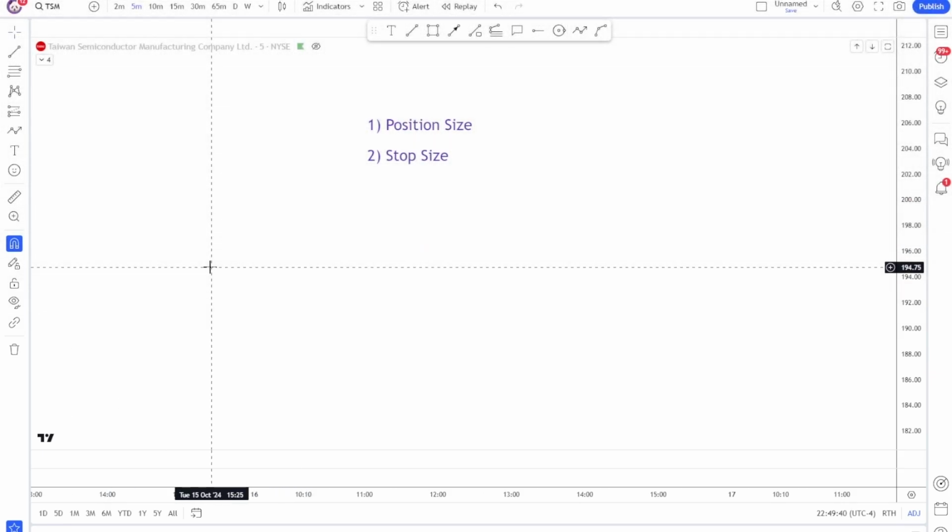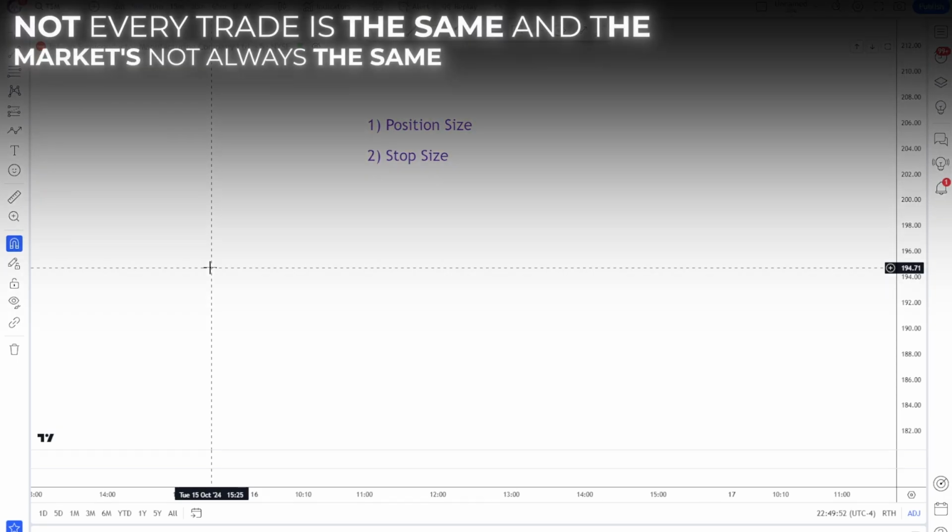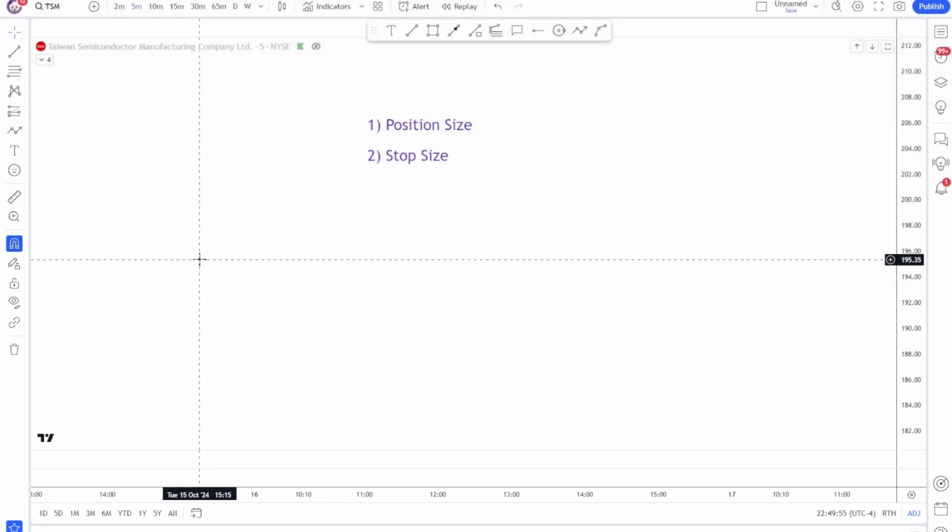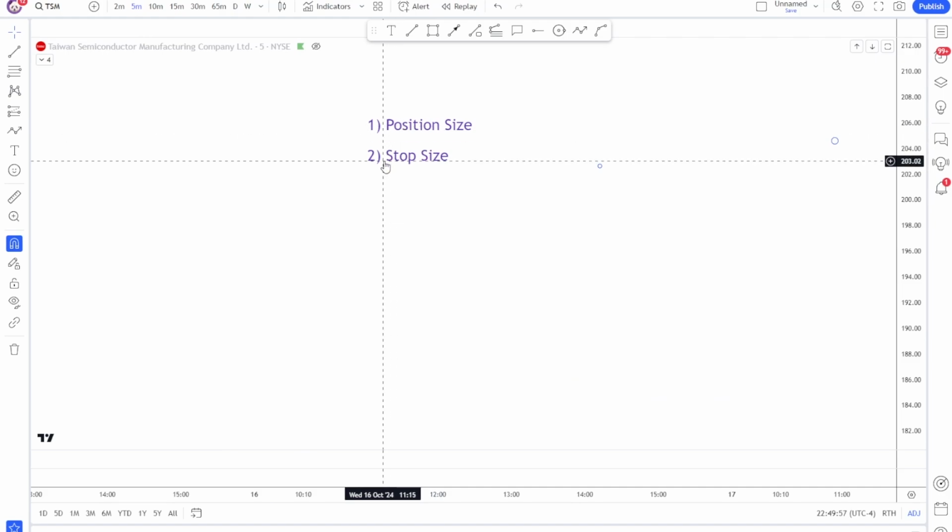With that being said, there are a couple different ways to trade. I see a lot of traders get hung up wanting to have one universal or global rule for how they treat everything, and that simply doesn't work, because not every trade is the same and the market's not always the same. So how do I approach this? Well, let's dive into the two main ways I size trades and what that means.